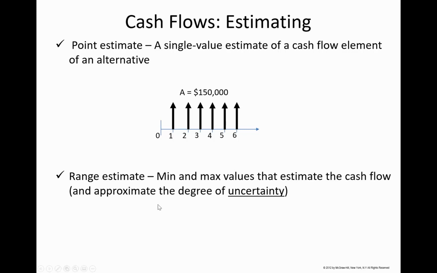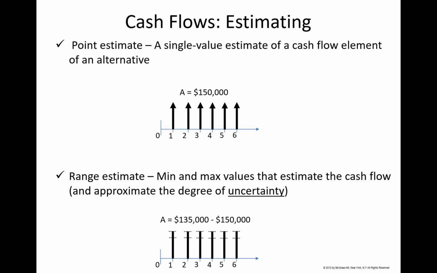Sometimes you don't know, if you're projecting into the future, exactly how much revenue you might make. If you're buying a food truck and you're hoping to sell a lot of grilled cheese sandwiches, but you don't know exactly how much, then maybe you'd run the numbers and perform an analysis over a range of values. And so you could say maybe your revenue is going to be anywhere between $135,000 and $150,000.